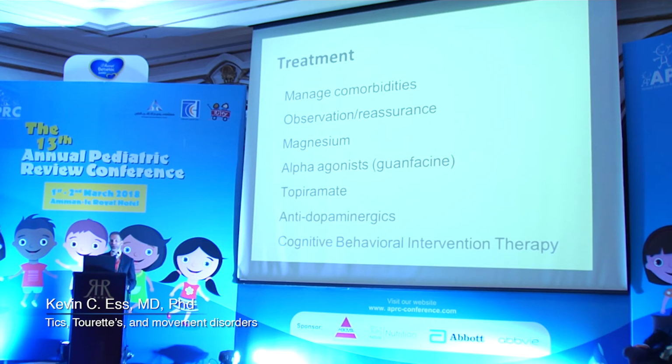There is some use with magnesium. The more typical medications are the alpha agonists, so guanfacine is a medication we'll use in the United States a lot. Different seizure drugs like topiramate or Topamax, and anti-dopaminergics, because it's a basal ganglia disorder, can be very helpful too. We have more of a trend though, we're trying to get away from medications, and CBIT is something.